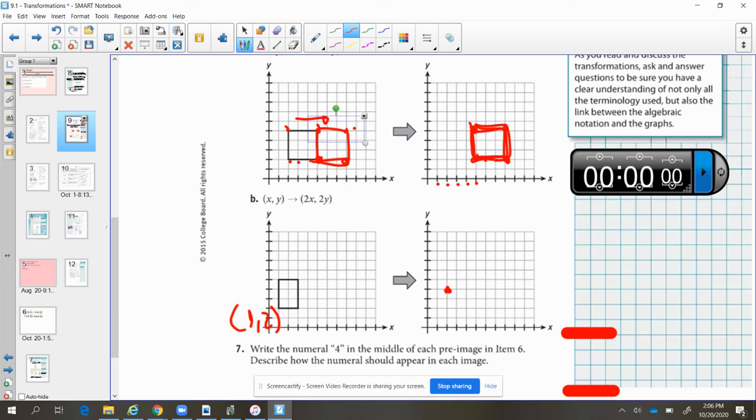And this point was at 1, 1, 2, 3, 4, 5. So that means our new point has to be at 2, 10. And this guy was at 3, 5, so now it needs to be at 6, 10. So that's going to be this point here, 6 to the right, 10 up. And 3, 2 now is at 6, 4. So right here.